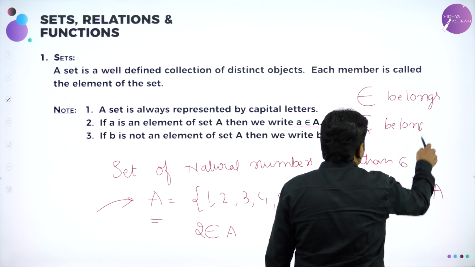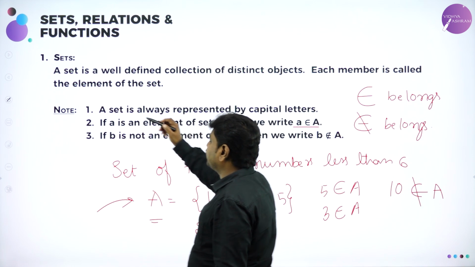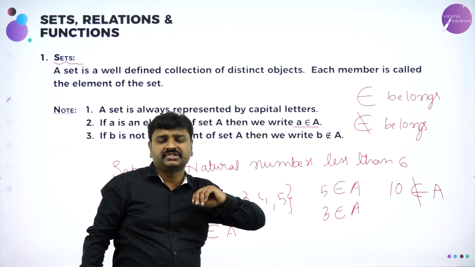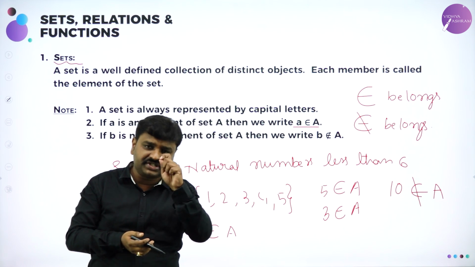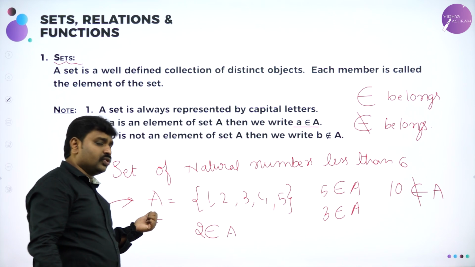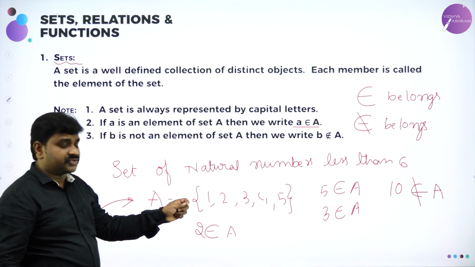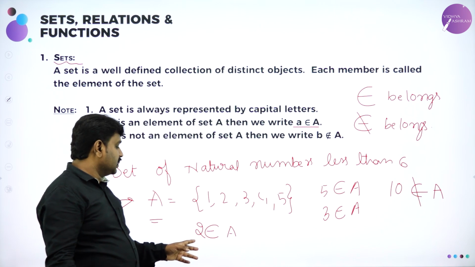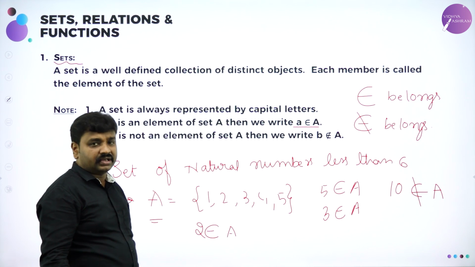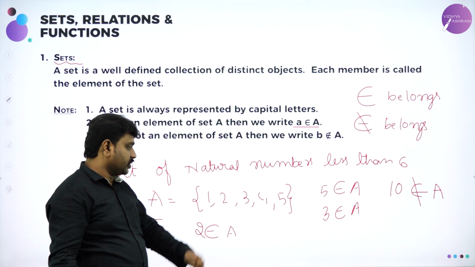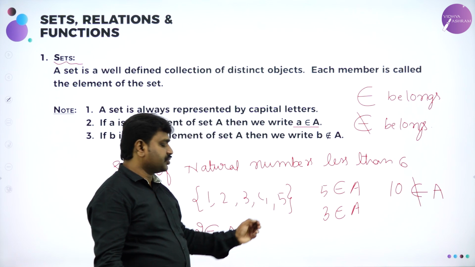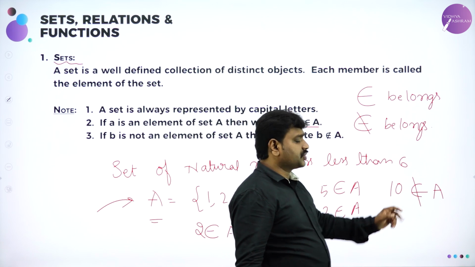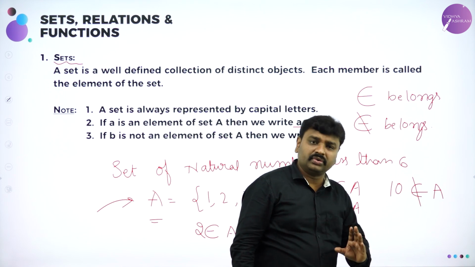Now coming to the point, I told you what is a set. Set is a well-defined collection of distinct objects. Always a set is denoted using a capital letter, and members of a set we call elements of the set. And if an element is present in the set, we say that element belongs to the set. So 2 belongs to A, 5 belongs to A, 3 belongs to A, 4 belongs to A. If an element is not present in the set, we say the element does not belong to A. For example, 10 does not belong to A.